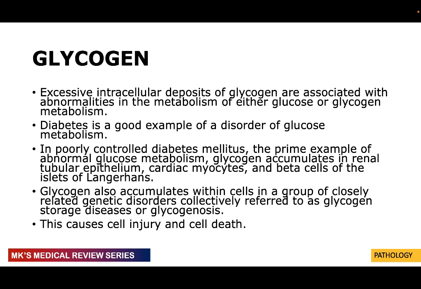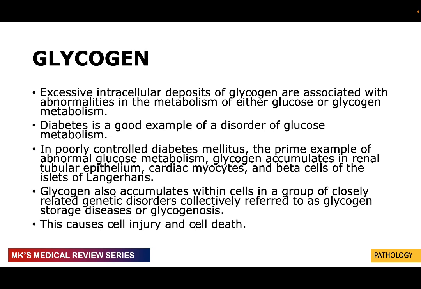Glycogen could also sometimes accumulate. So remember, excess intracellular deposits of glycogen are often going to be associated with problems in the metabolism either of glucose or problems in the metabolism of glycogen. Diabetes is a good example of a disorder of glucose metabolism. We'll talk about diabetes when we look at the endocrine chapter. But remember that in patients that have poorly controlled diabetes, then you're going to have this abnormal glucose metabolism.